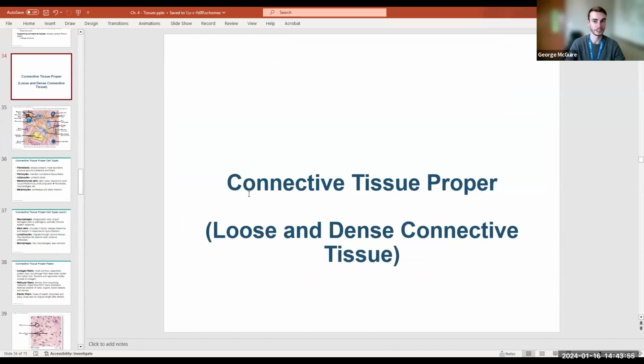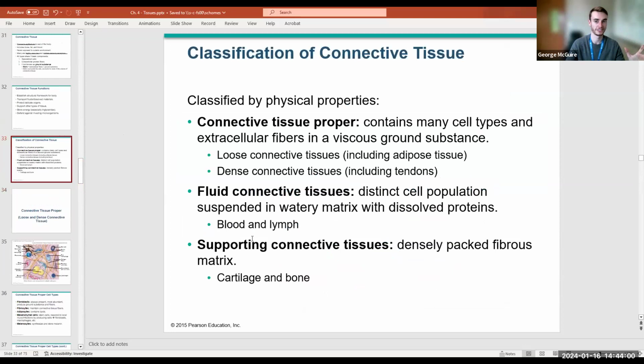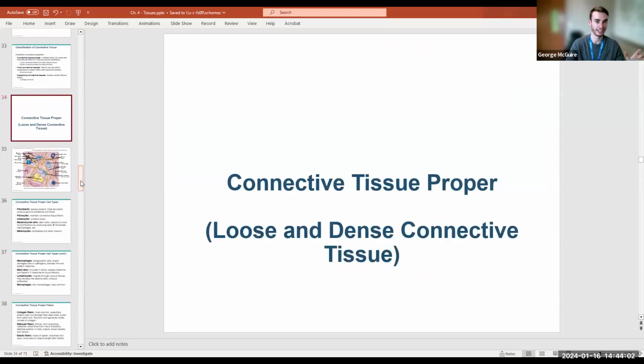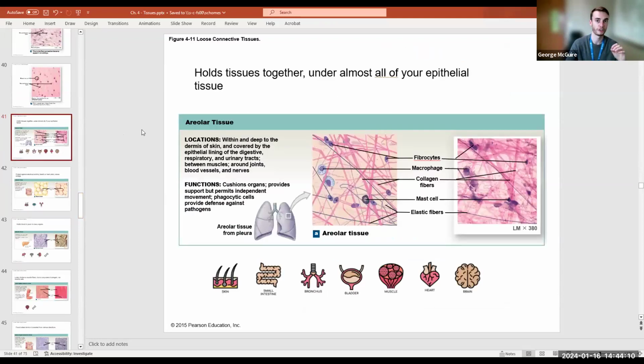Okay, so now getting into our subcategories of categories. We are still looking at connective tissue proper, which is separate from fluid connective tissue and supporting connective tissue. But now we're going to look at the few types that are considered loose and then a few types that are considered dense. Our first example of a loose connective tissue is areolar tissue. This is connective tissue that would be found holding tissues together under almost all of our epithelium. So all of those lining tissues, connecting that lining tissue to the underlying tissue, you'll have areolar in between. So this is loose connective tissue.